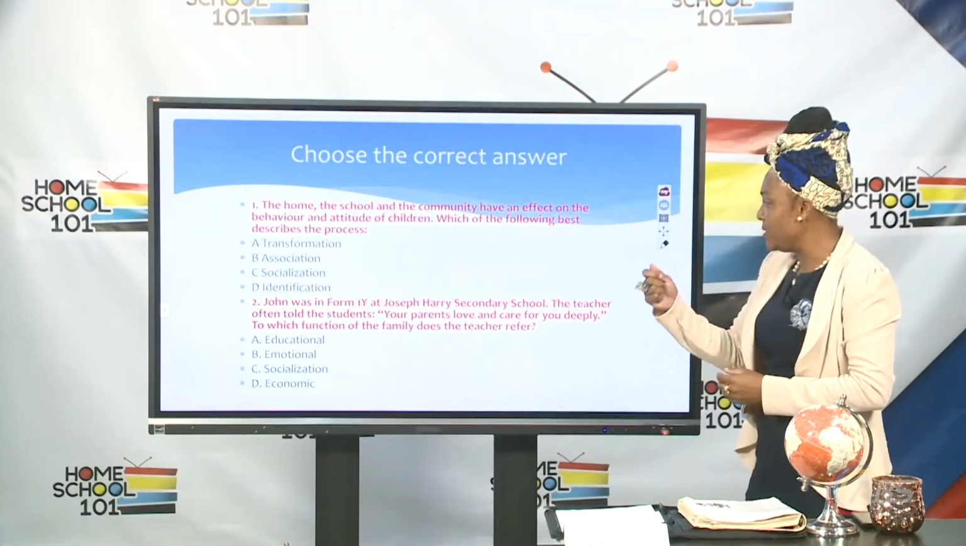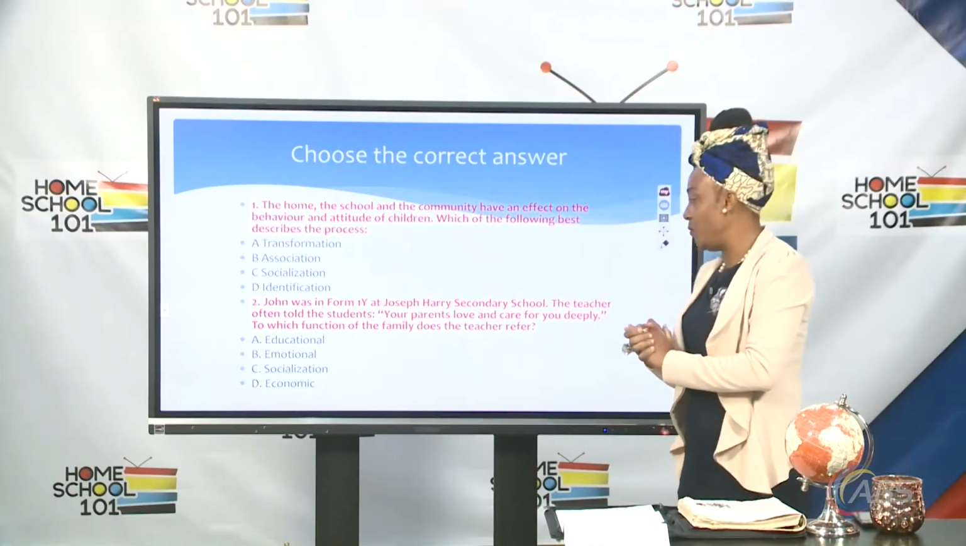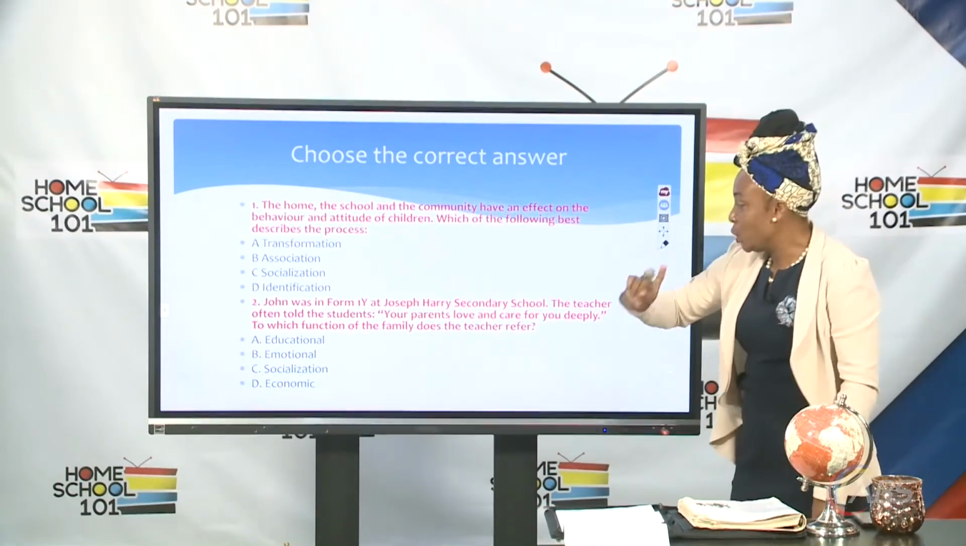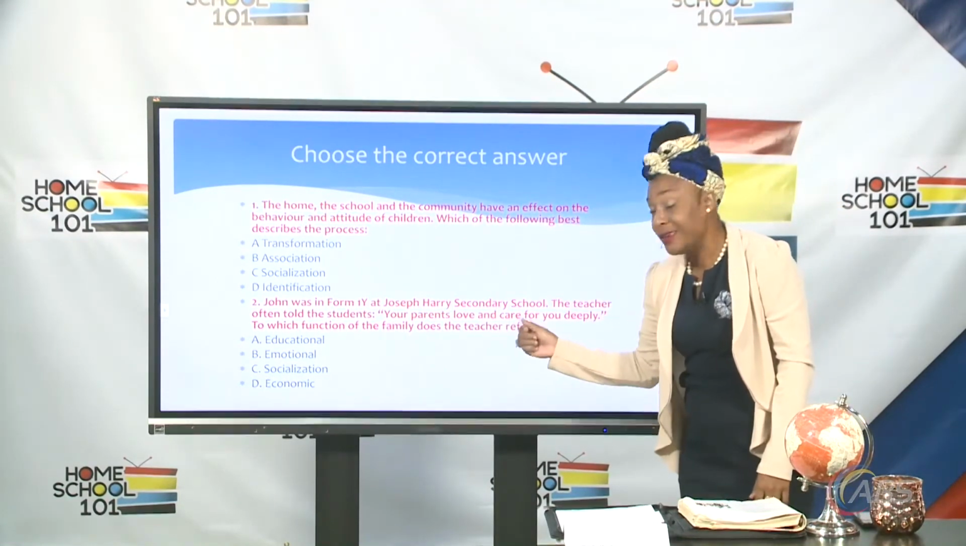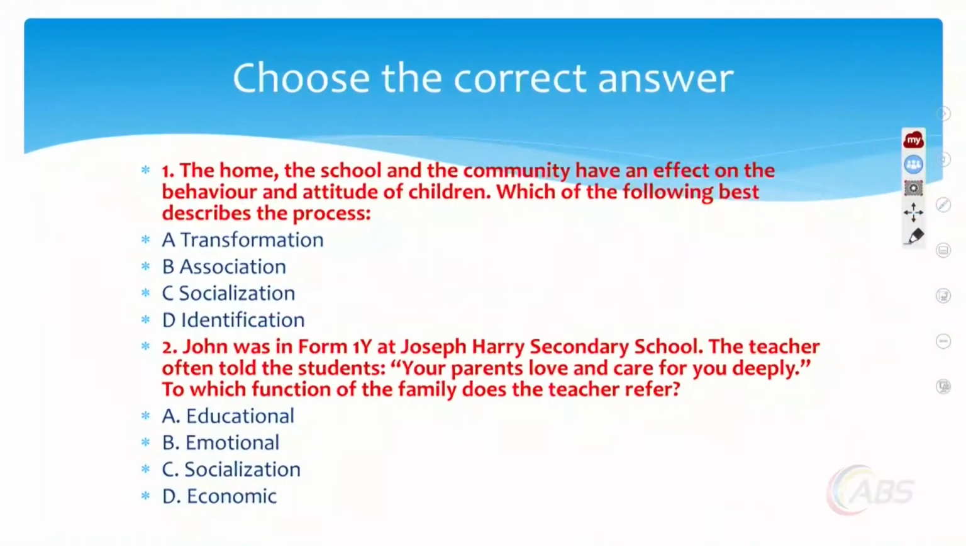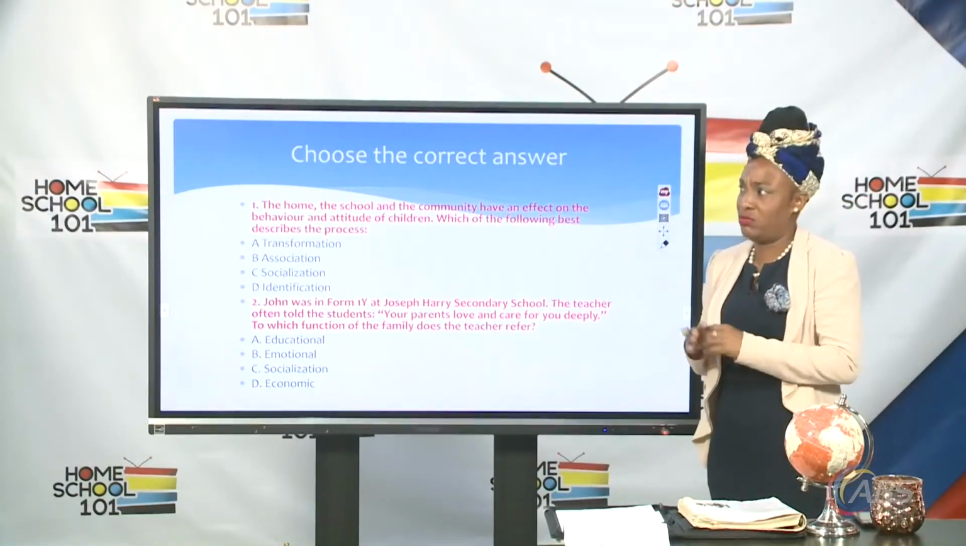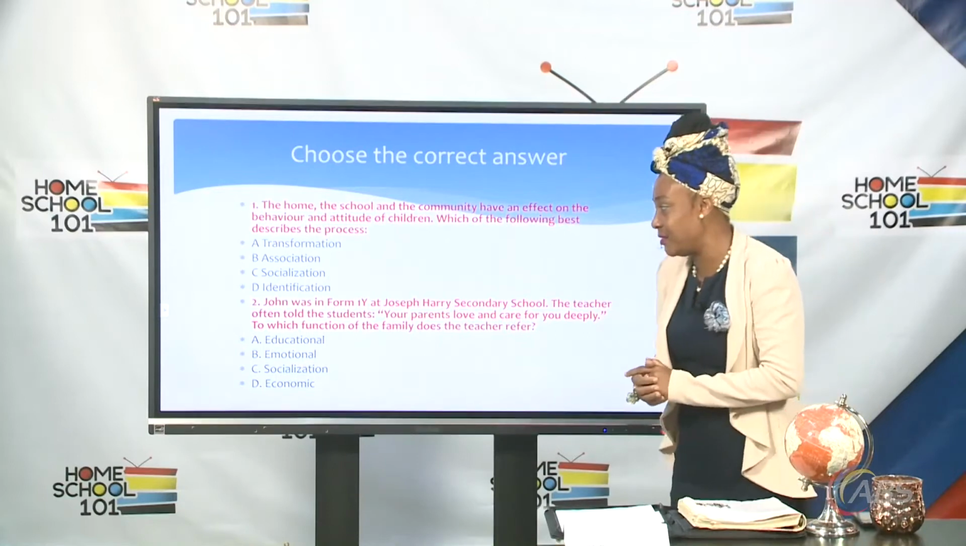Of course, you have to go back and think about the functions and so forth. All right, you have examined it already. So the keywords would be love and care. Which function would this tie into? Is it educational? Is it emotional? Socialization, or economic? Of course, economic is relating to finances, so that cannot be the correct answer.